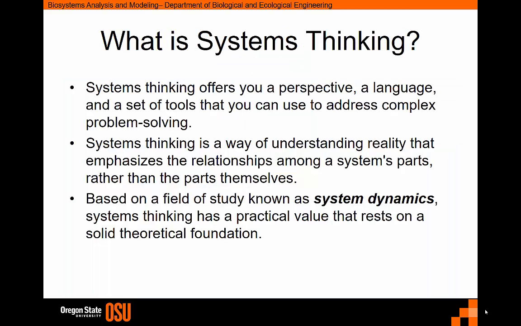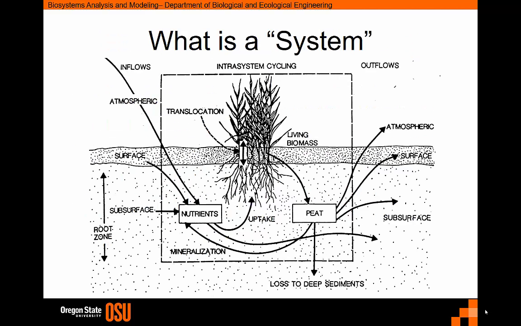So what is systems thinking? Systems thinking offers you a perspective, a language, and a set of tools that you can use to address complex problem solving. Systems thinking is a way of understanding reality that emphasizes the relationship among the system's parts rather than the parts themselves. And finally, systems thinking is based on a field of study known as system dynamics. It has a practical value that rests on a solid theoretical foundation. For the next portion of this course, we will be exploring systems thinking through the lens of mathematical modeling.